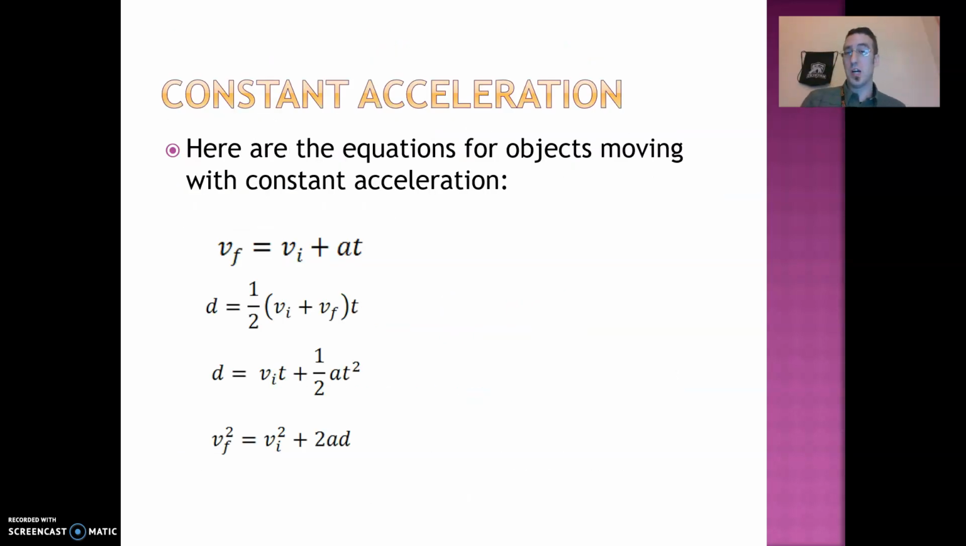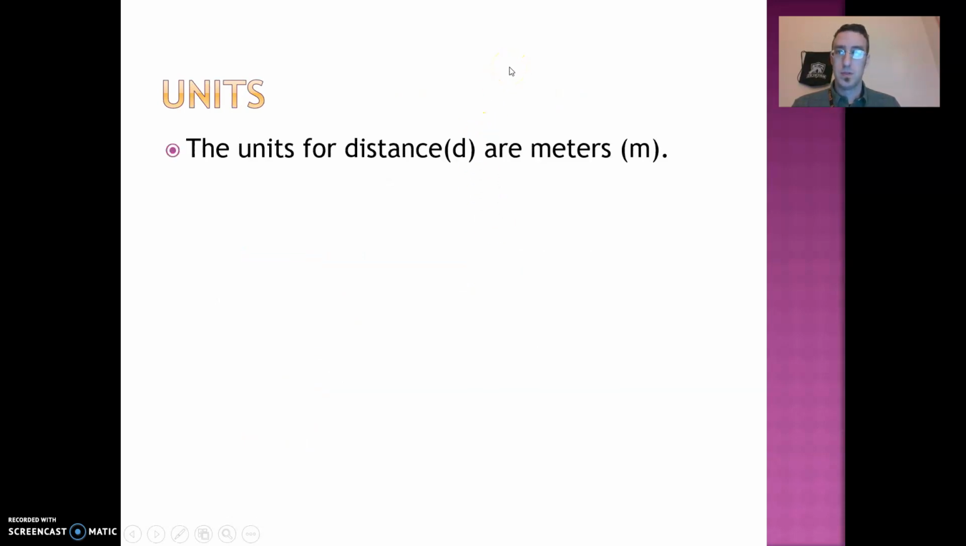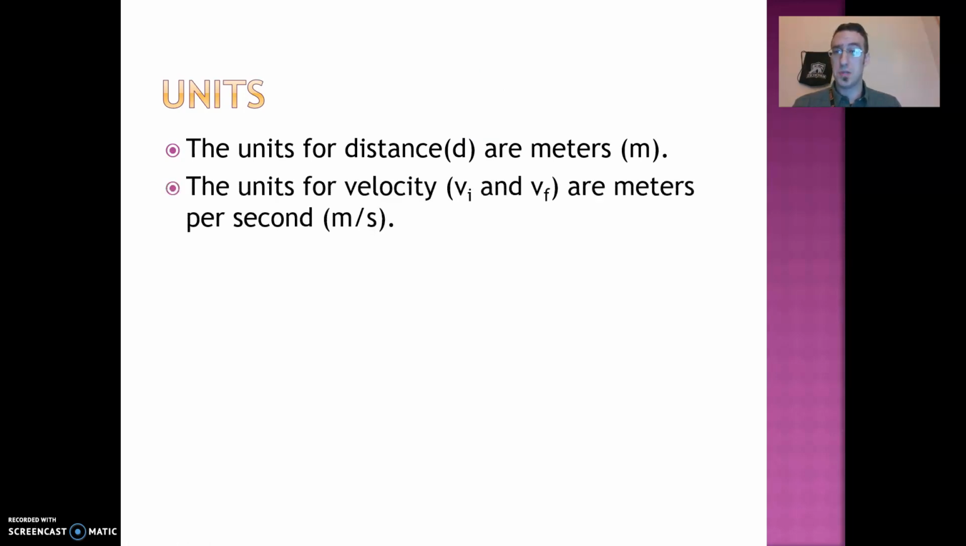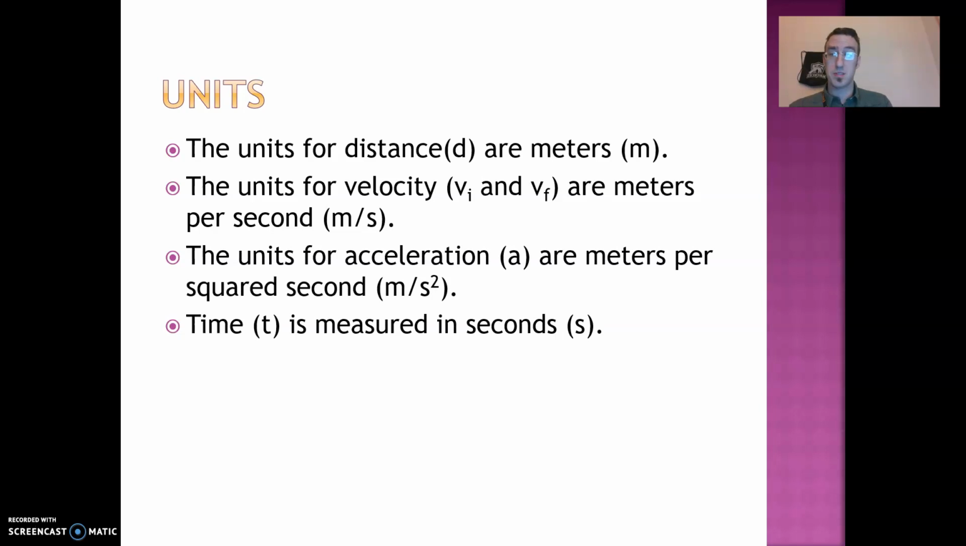For things that are undergoing constant acceleration, there are 4 different equations we're going to use, and we'll go over in class how to actually decide which one of these applies to each situation, but here are the main 4 equations. For all these, VI is always the initial velocity, VF is always the final velocity, A stands for acceleration, D stands for distance, or displacement, depending on the problem, and T stands for time. For all these quantities, the units for distance are meters, velocity is always measured in meters per second, acceleration is always measured in meters per second squared, and time is always in seconds.